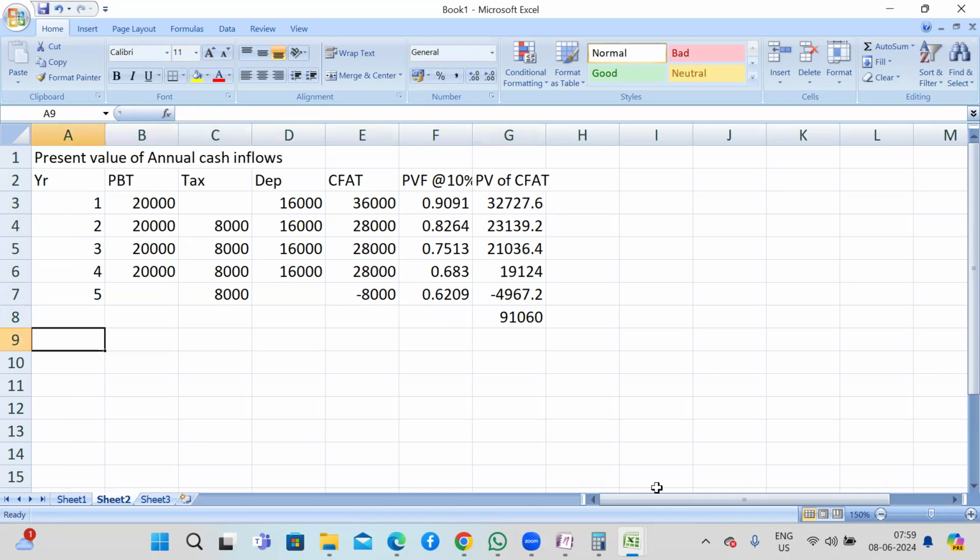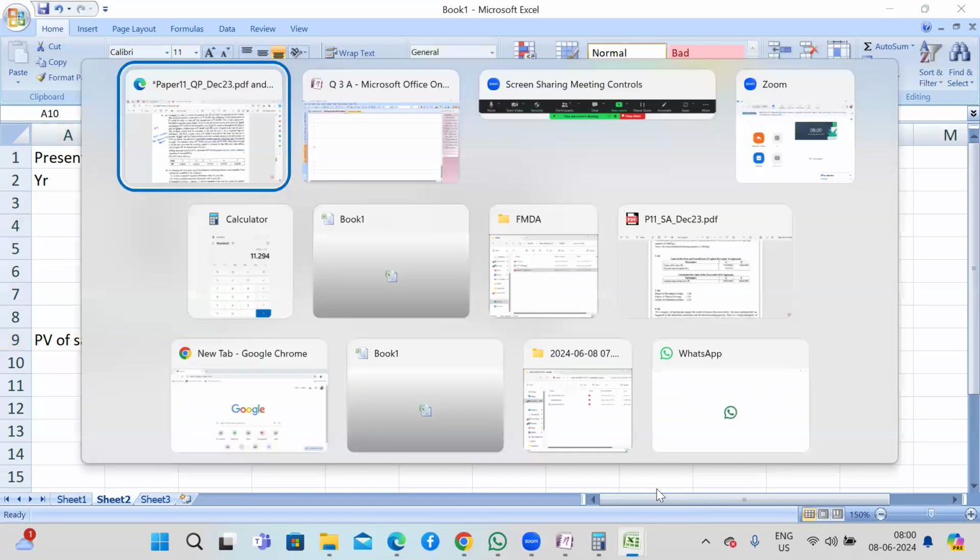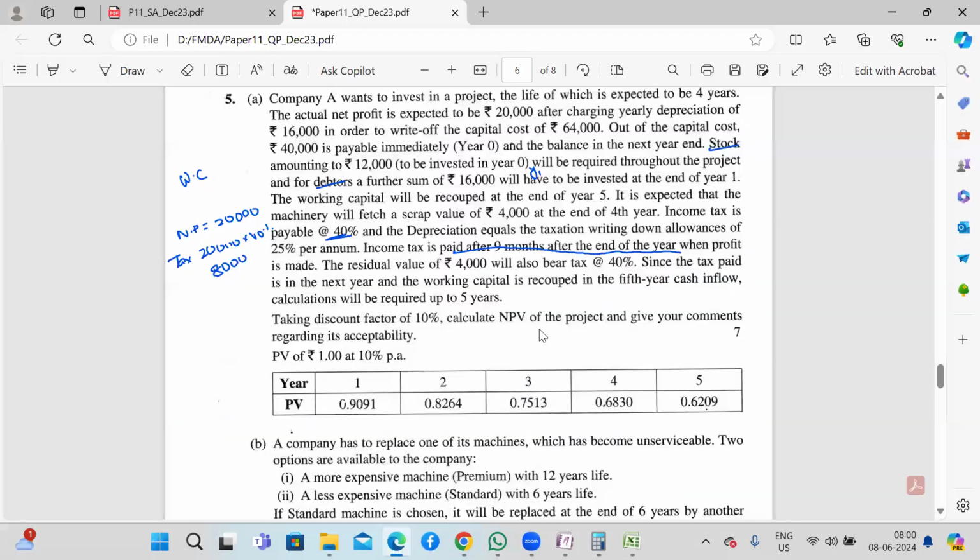So now what will I be realizing? Salvage value, right? So I will be realizing salvage value. The present value of salvage value after tax I want to calculate. So salvage value, how much is it? I'm going to realize a salvage value of 4,000.